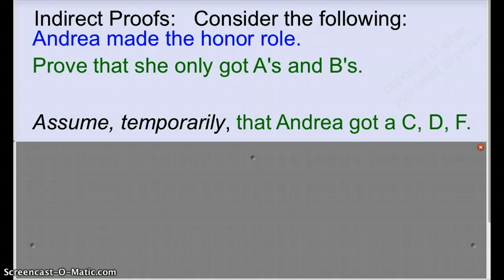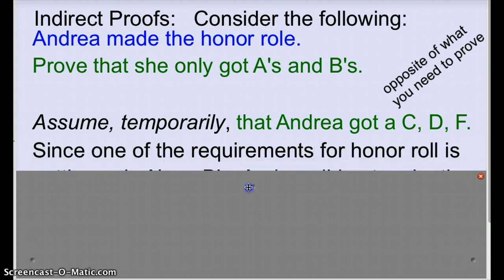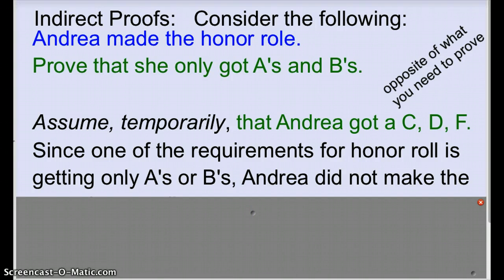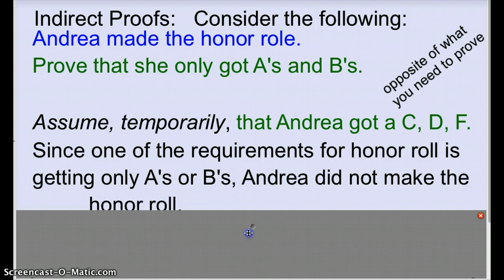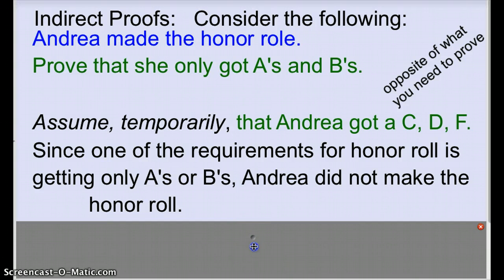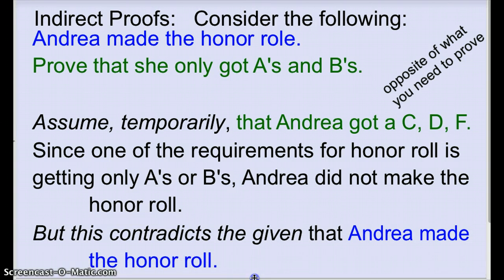What we do is that we assume temporarily that Andrea got a C, a D, or an F. You'll notice that what we did was we wrote the opposite of what we're trying to prove. Since one of the requirements for the honor roll is getting only A's or B's, Andrea would not have made the honor roll. But this contradicts the given that Andrea made the honor roll. Therefore, our temporary assumption that she got a C, a D, or an F is incorrect, and she must have only received A's and B's.